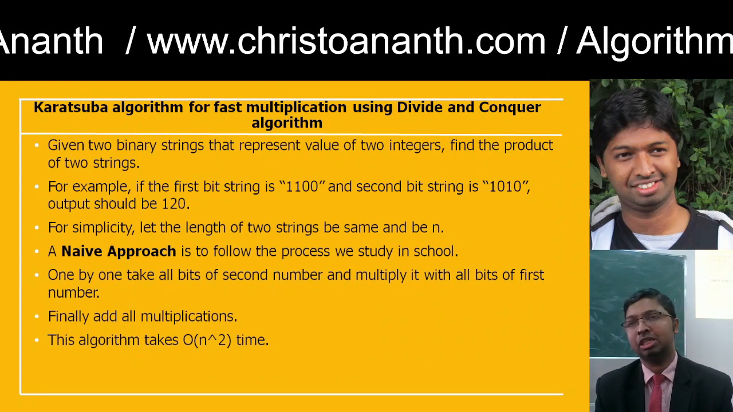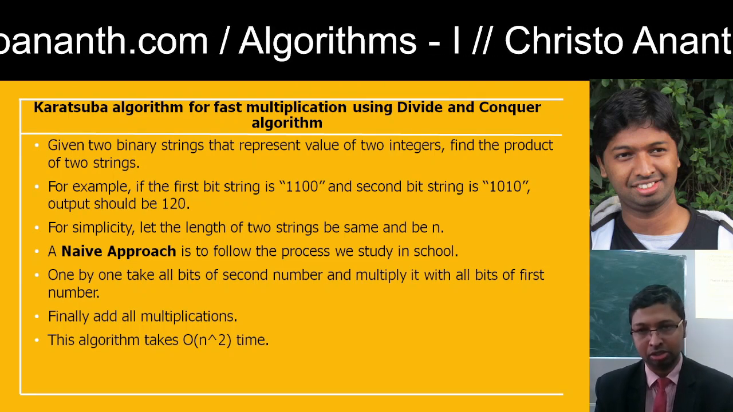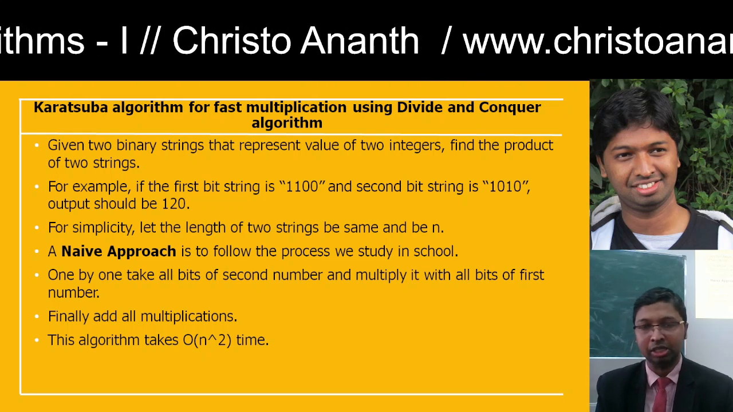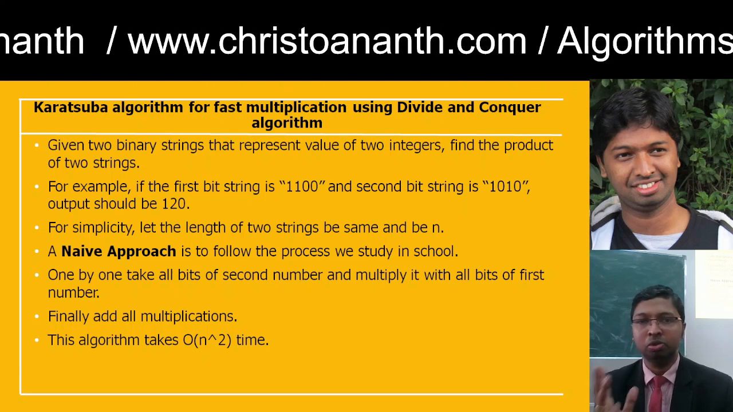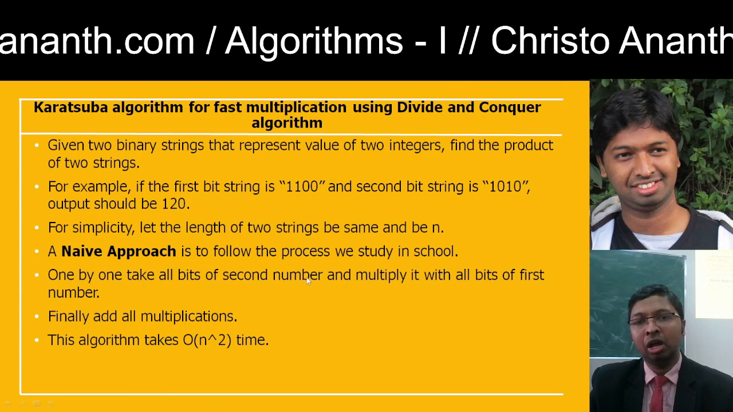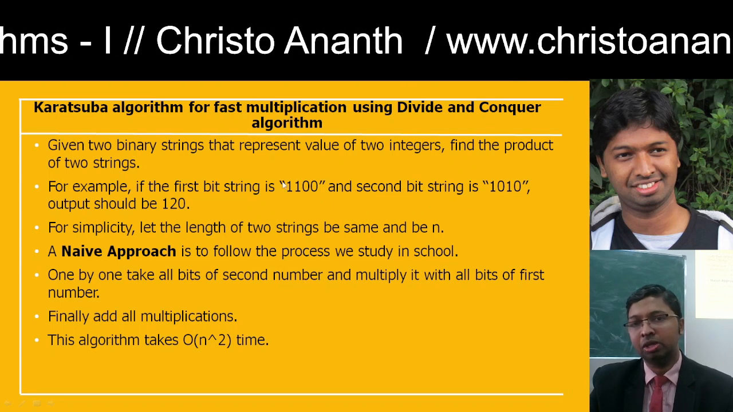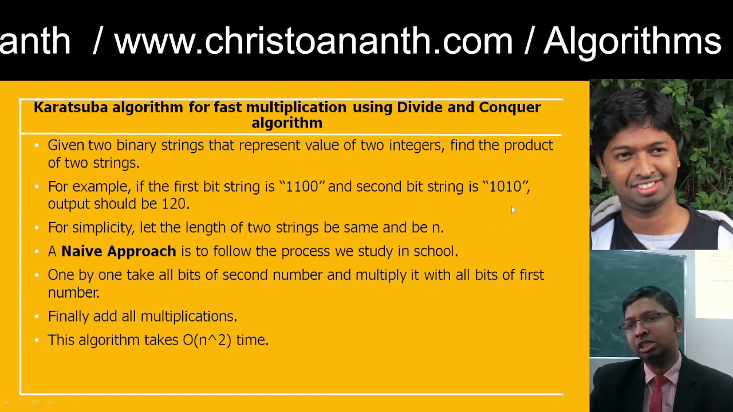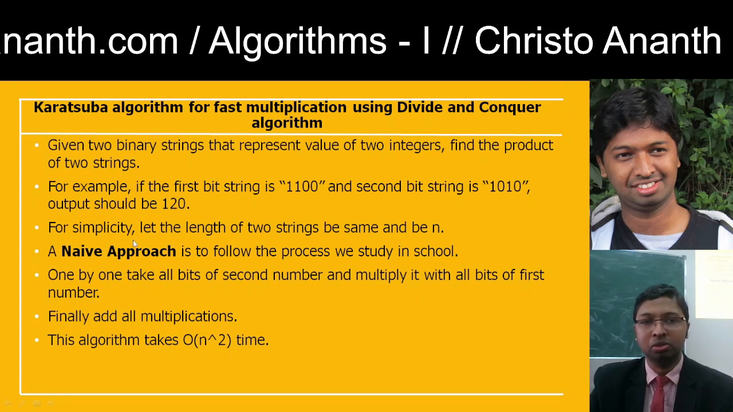Let us take the case where we have two binary strings, and you have to find the product of the two. If they are very small, you can perform it easily, but if they are very large, the Karatsuba algorithm applies. For example, the first bit string is 1100 and the second is 1010. 1100 is 12 and 1010 is 10, so the output should be 120.